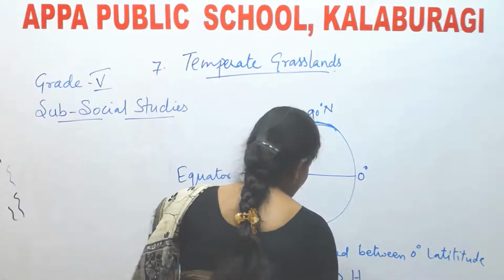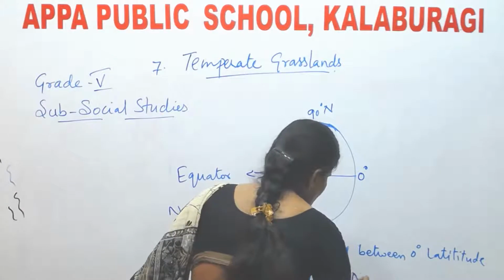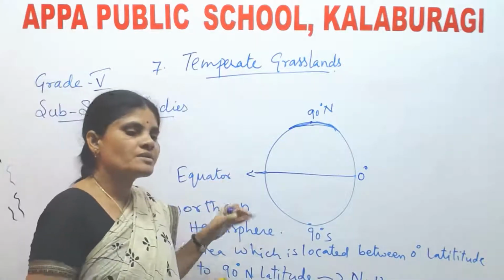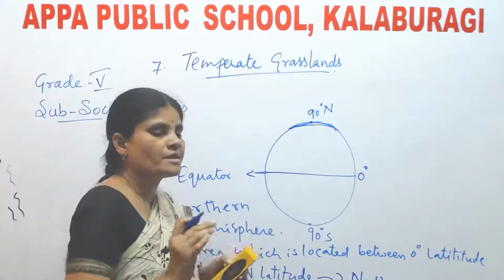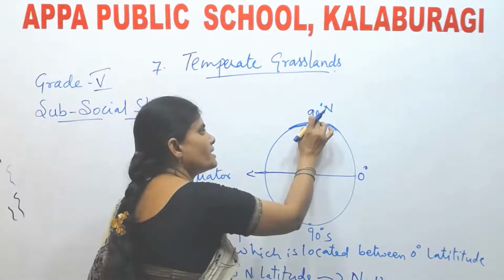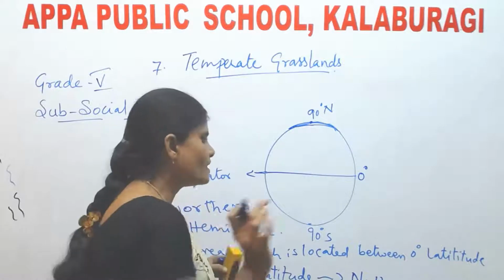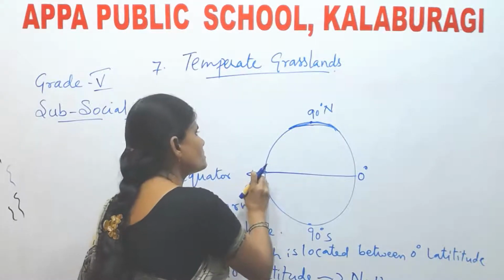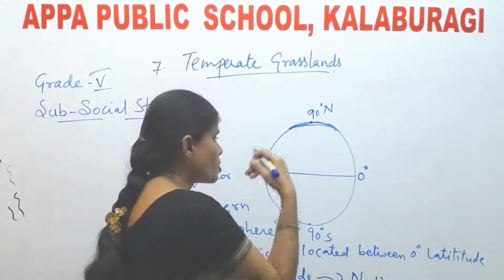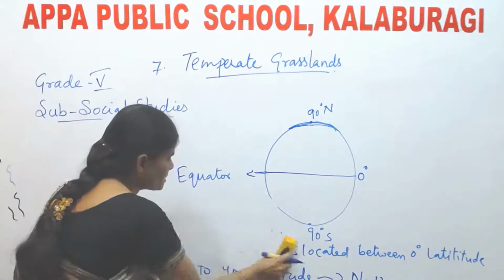It is called the northern hemisphere. What is northern hemisphere? Northern hemisphere is nothing but the region or the area which is located between equator and 90-degree north. Equator, you can say equator or 0-degree latitude. Understood? The region which is located between 0-degree latitude to 90-degree north latitude is called the northern hemisphere. Say, what is southern hemisphere?